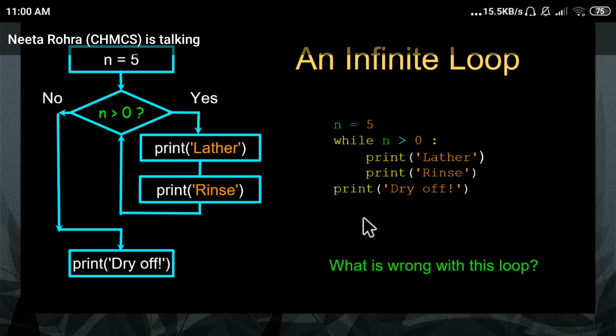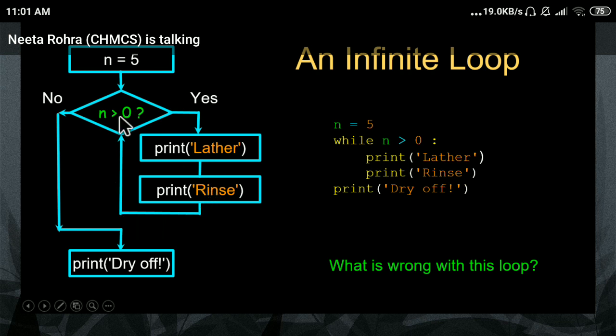That means the variable that was initialized and the condition, if it is true for the very first time, only remains static. There is no increment, there is no decrement. So when my value of n is 5, it is true. It checks: is 5 greater than 0? Yes. Since 5 is greater than 0, it prints this, prints this.